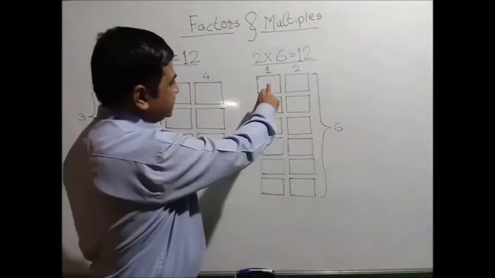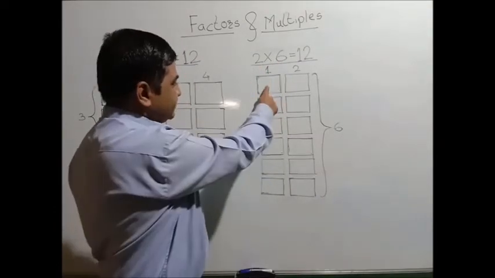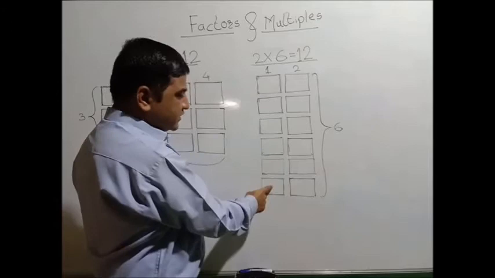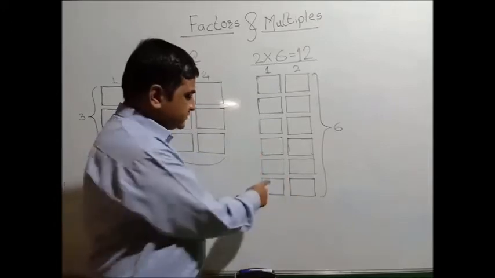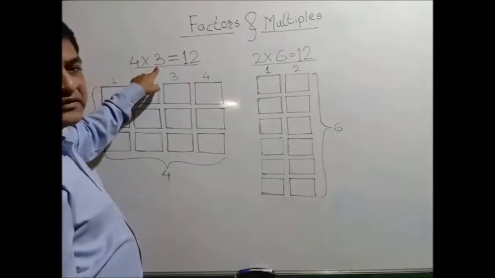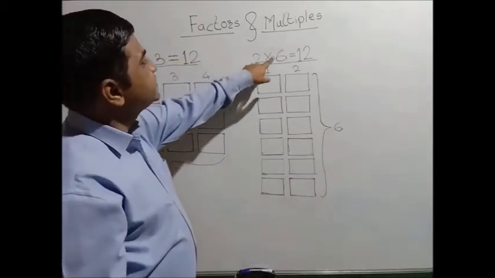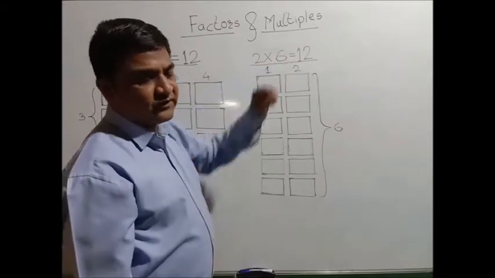Even if I multiply 6 with 2, for example, if I take 6 blocks and another 6 blocks, double 6, it makes 12. So 4 and 3 are known as the factors of 12, and 2 and 6 are also known as the factors of 12.